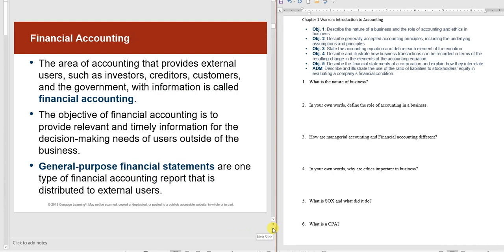Financial accounting, on the other hand, provides information to external users, and these external users, this is important, investors and creditors are the biggest external users. Some other ones are customers and the government. But financial information is for external users. So the objective of financial information is to provide relevant, timely information for the decision-making needs of users outside the business. So we have what are called general purpose financial statements. We have to put together financial statements that will satisfy these users' needs.